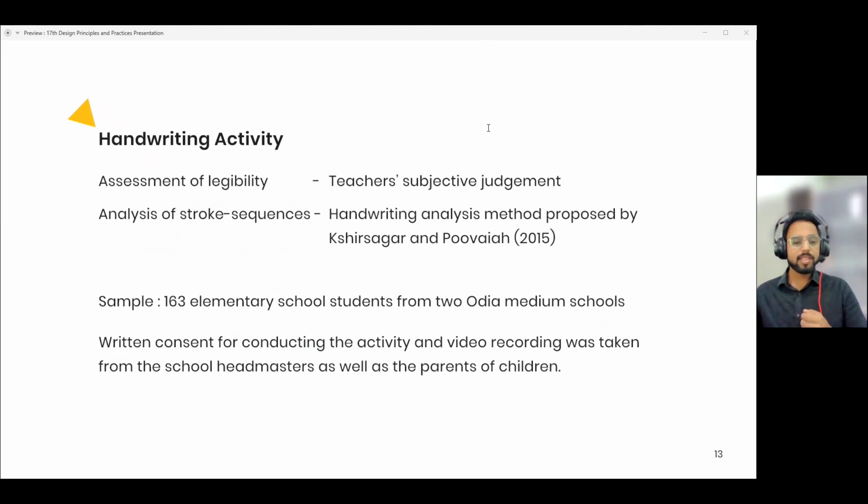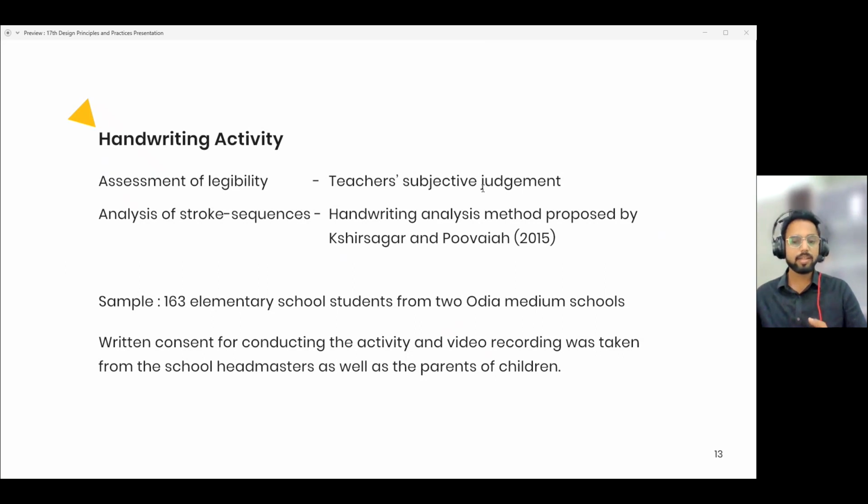For the assessment of legibility or recognizability, the teacher's subjective judgment was taken into consideration, and for the analysis of stroke sequences, the handwriting analysis method proposed by Shirsagar and Puvaya was used. As per this method, a character having the maximum variety of strokes used in a particular script is chosen as the key character. Then various stroke making sequences while writing the key character by different persons are recorded and categorized for further analysis.